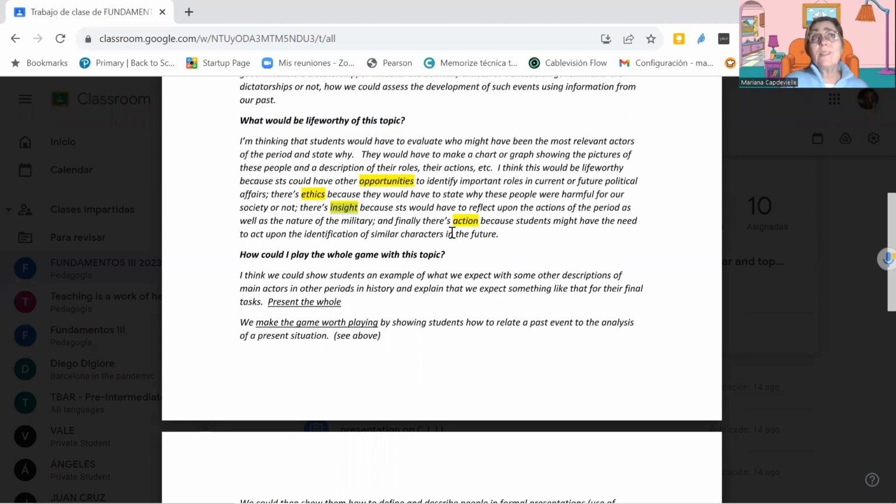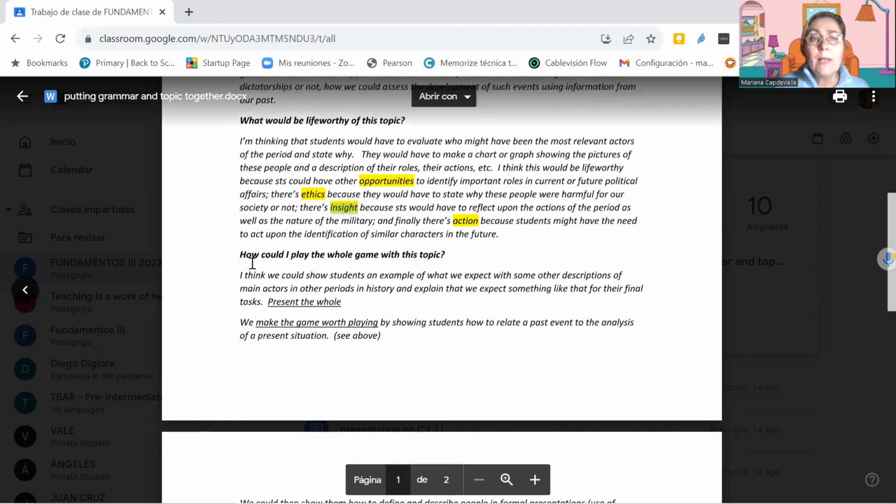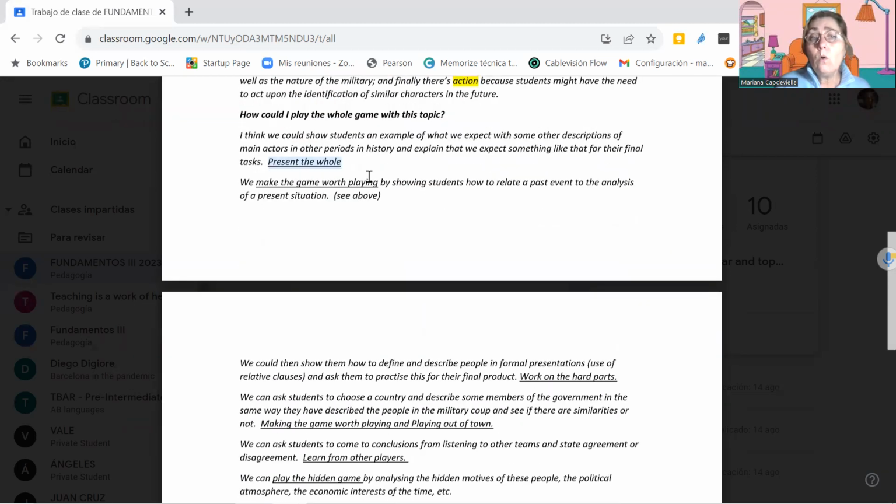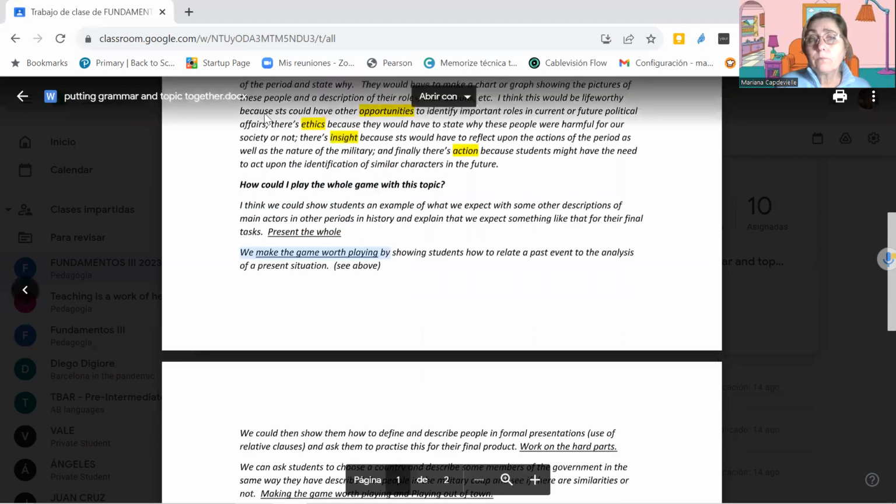Shall I vote for this candidate or not? Shall I make a stand against this or that or not? I have to be critical. Okay, so it is life worthy. Now, could I play the whole game? So I need to present the whole, make it worth playing, like this.